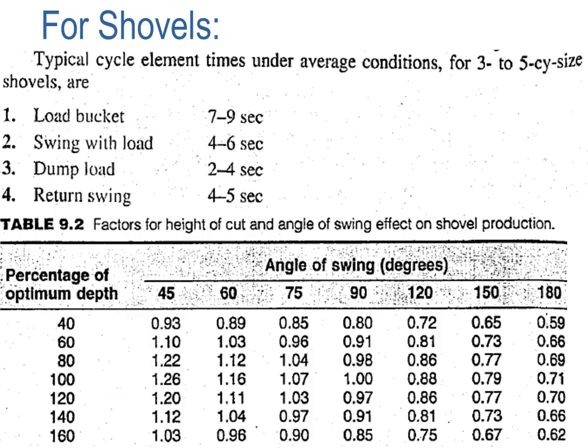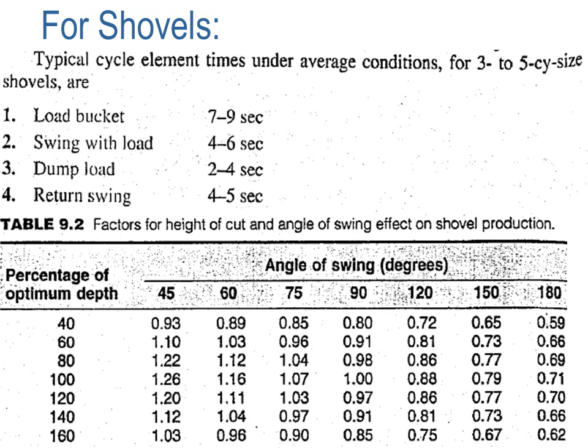Okay. So for front shovels, these are the cycle times. So loading, swinging, dumping, and returning, swinging back again. These are the typical ranges for something of 3 to 5 cubic yards size shovels, which is very typical, by the way. However, there is an adjustment that should be applied in case of variation in the angle of swing and percentage of optimum depth.